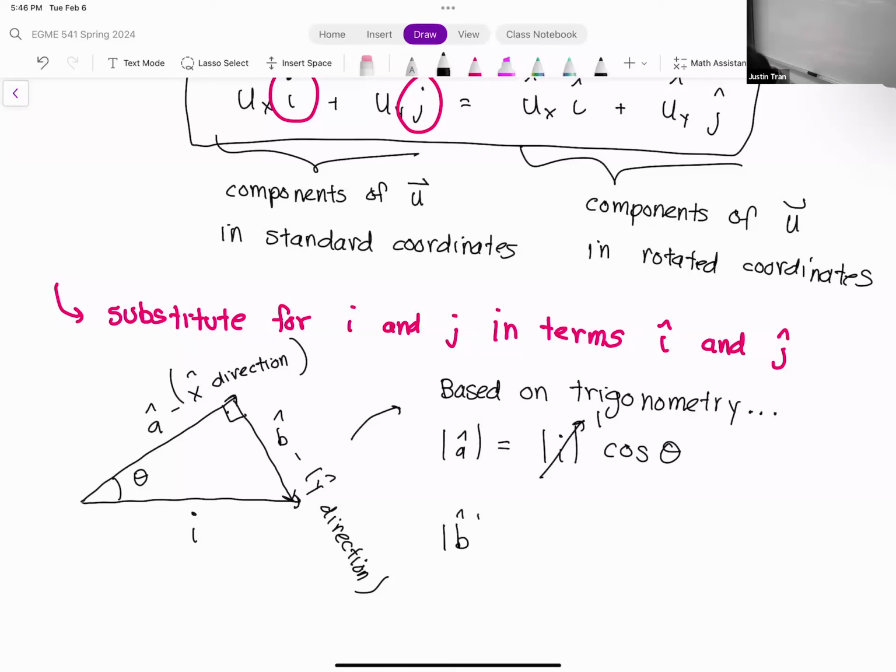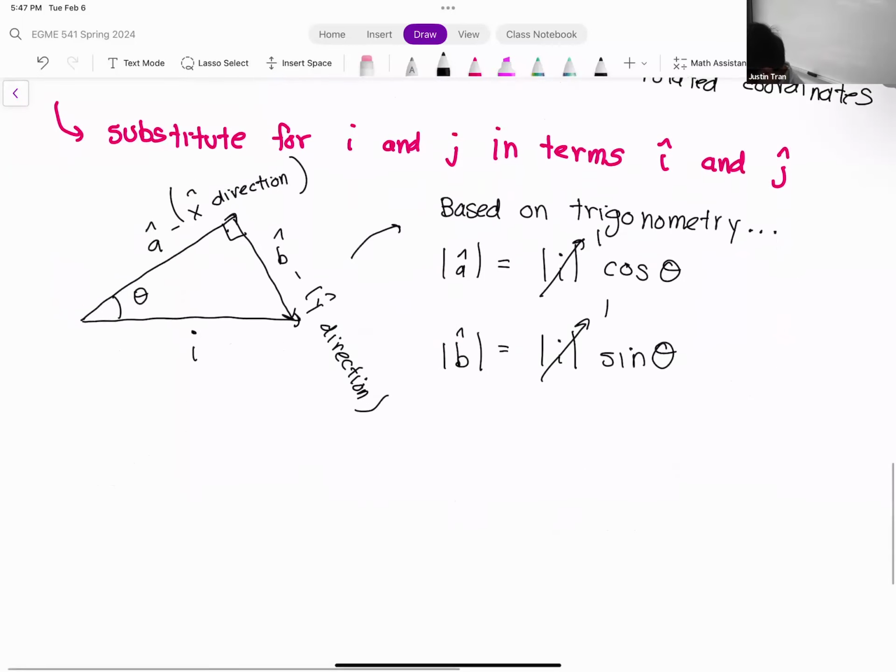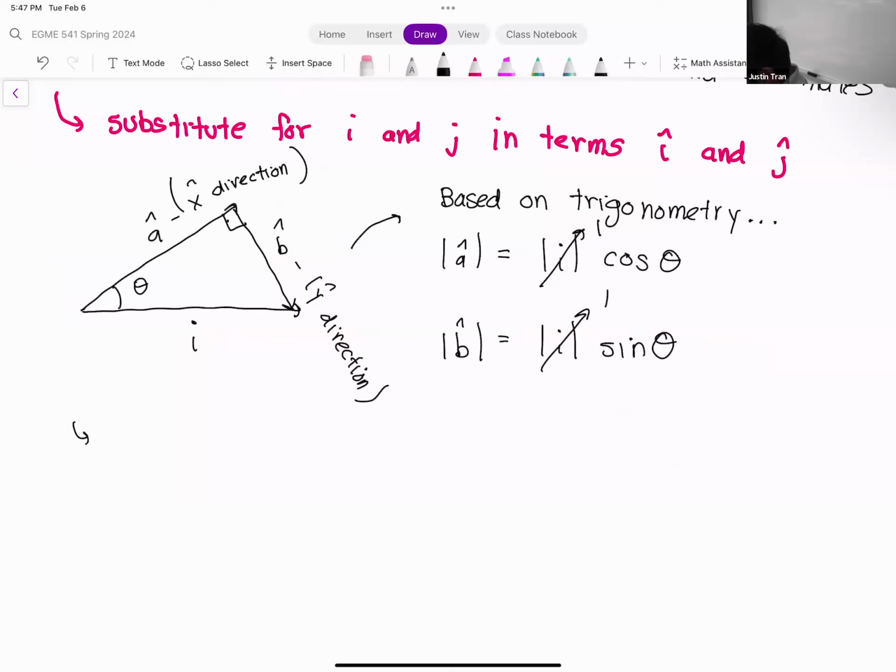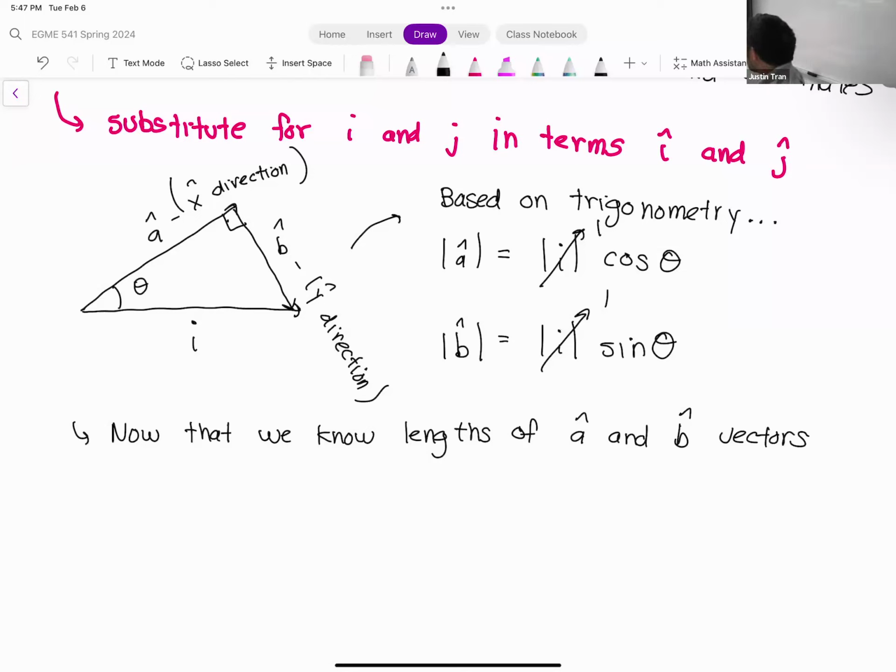We can do the same thing for b. The length of that side of the triangle, b, is equal to the length of the hypotenuse, which is the magnitude of i, multiplied by sine theta, where we know the length of the i vector is, again, 1. So now that we know the lengths of the a hat and b hat vectors, we can use vector addition to substitute in for i.